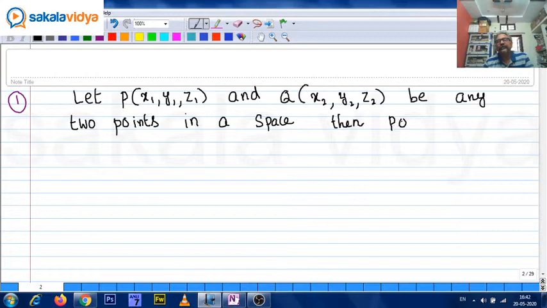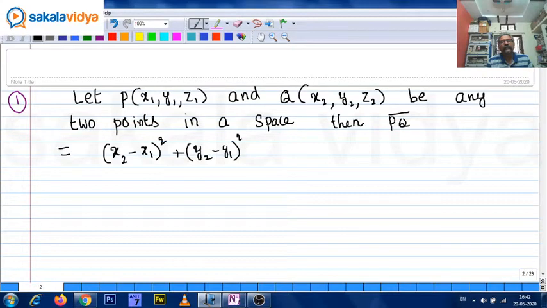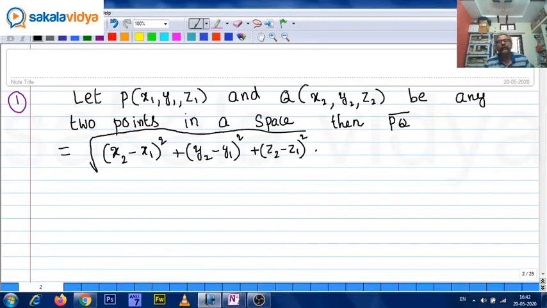PQ, distance between P point and Q point, PQ is given by, so you need to write x2 minus x1 square plus y2 minus y1 square plus z2 minus z1 square. So this is under root. This is the formula to find out distance. This is called distance formula. Just like in 2D system itself only.